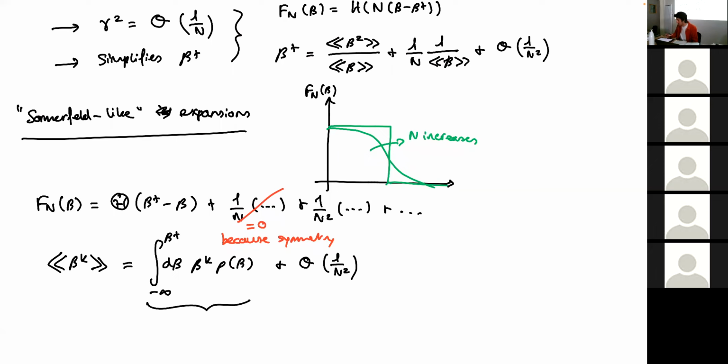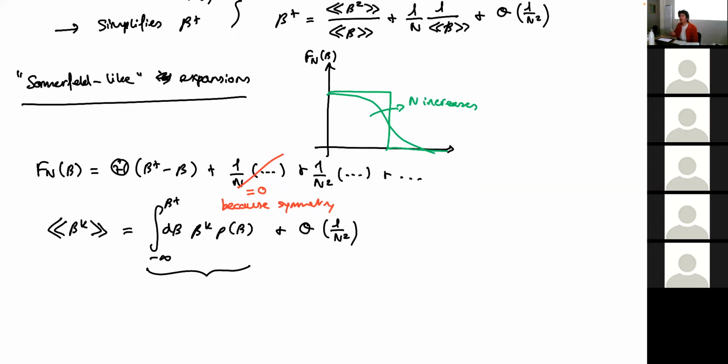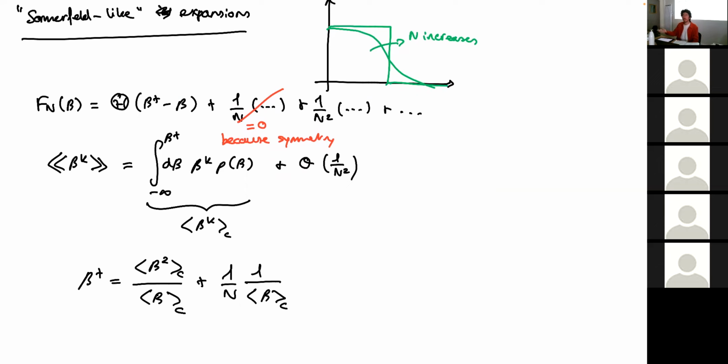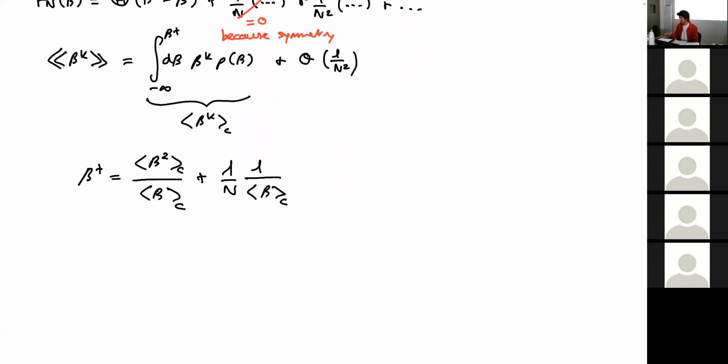For convenience, I'll write these truncated averages, with a cutoff, as beta_k with a c for cutoff. Finally, we have an expression for beta plus, which is basically the same thing as above, but with the cutoffs. This is self-consistent in the sense that you've got beta plus on the left side, and the bound of the integral is beta plus. So for some given distribution rho of beta, you should be able to solve for beta plus and then compute m. This is really the heart of the calculation. I hope everything was relatively clear.